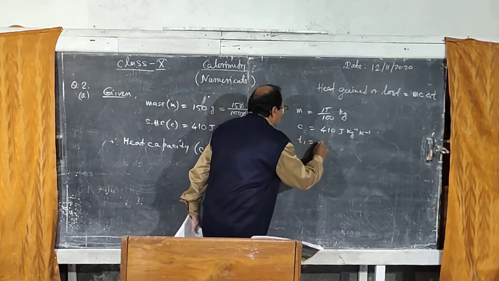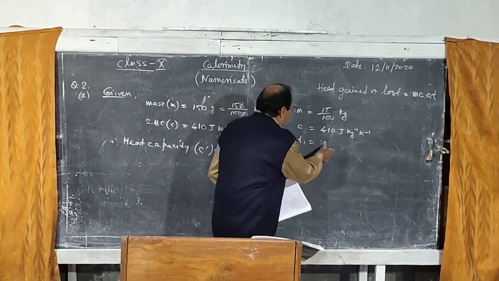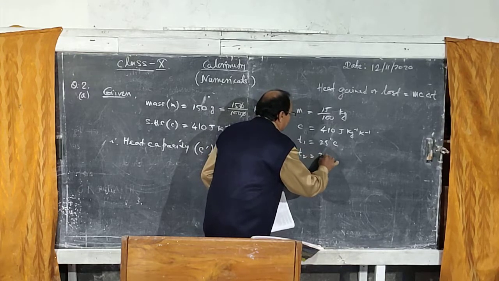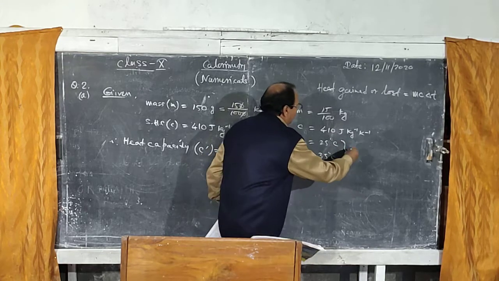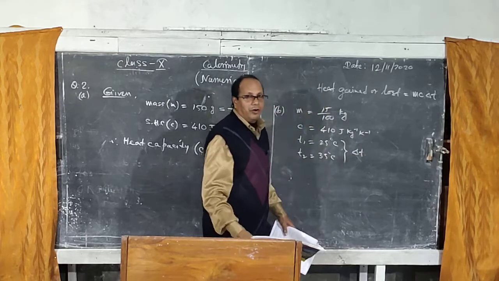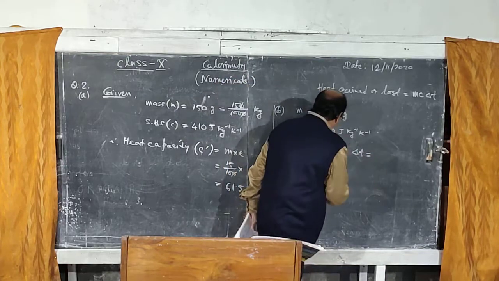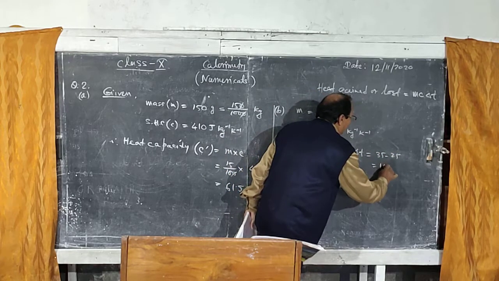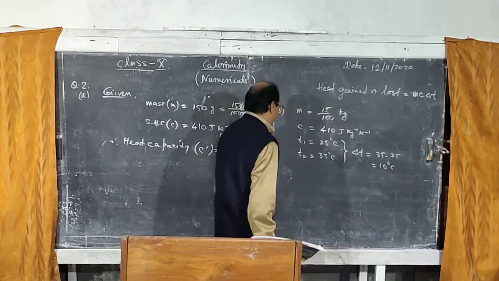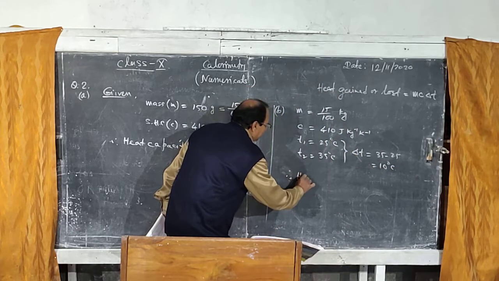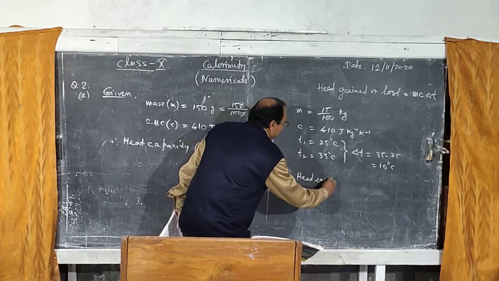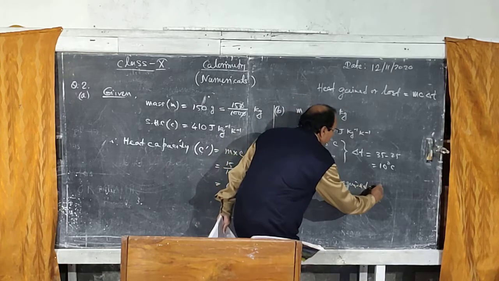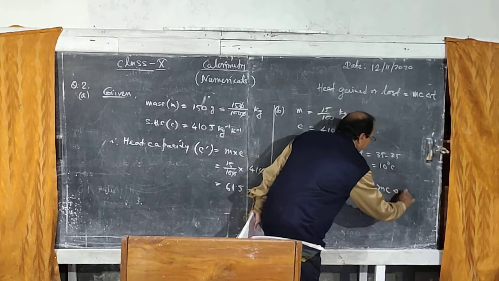T1 is given 25 degrees Celsius, T2 is given 35 degrees Celsius. So here only you can write delta T, meaning rise in temperature or change in temperature. So whichever is more you will write that one first. 35 minus 25 is equal to 10 degree Celsius. Therefore the heat energy required equals mc delta T.